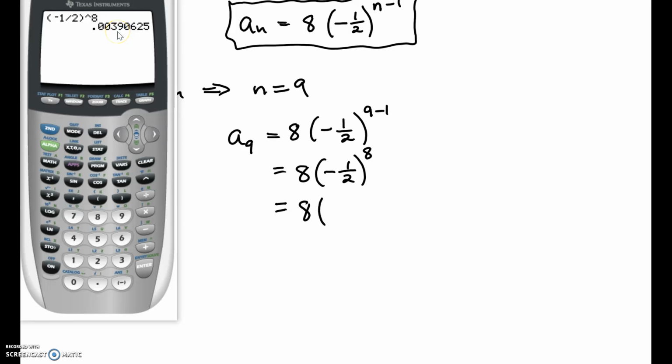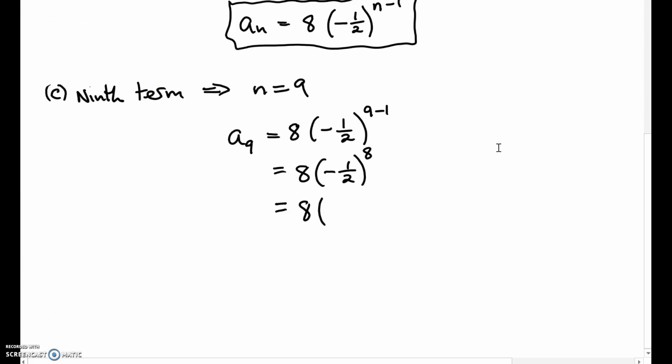Now let's see if we can turn it into a fraction. Sometimes we can turn these decimals into fractions. To do it, try math, and then 1 gives you fraction, so you hit 1 and enter. And you get 1/256. So it's 8 times 1/256.